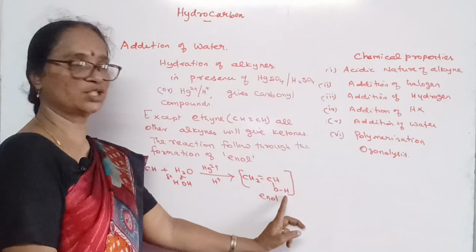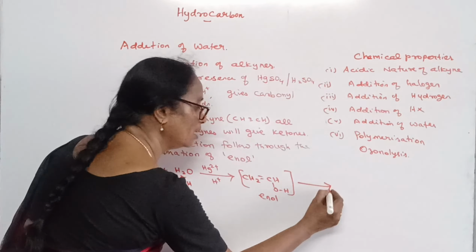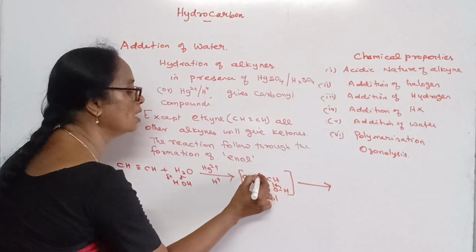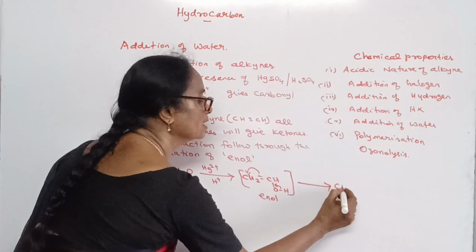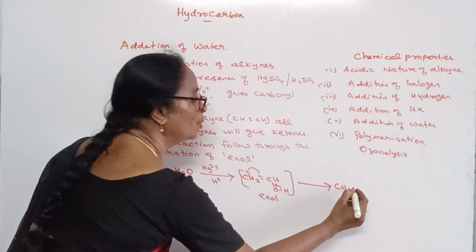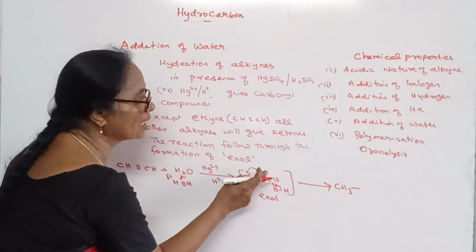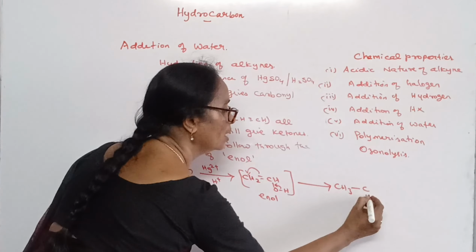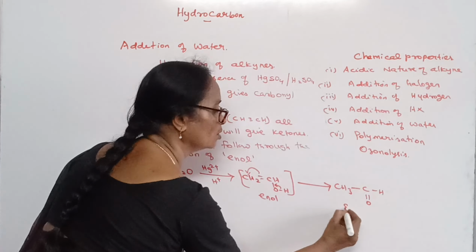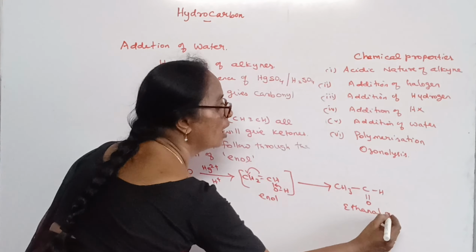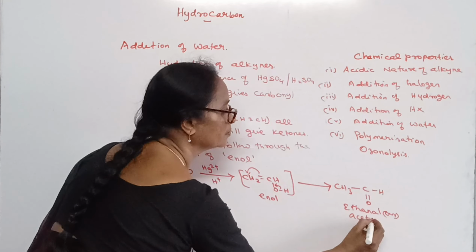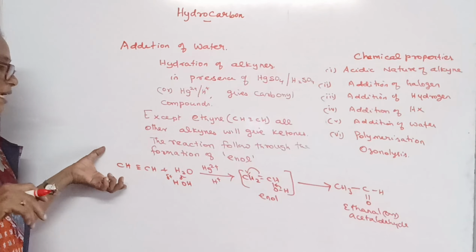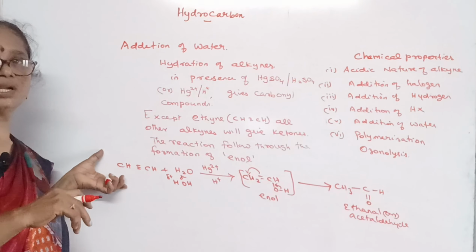This enol undergoes a proton shift that moves towards the CH2 group, which makes CH3; the double bond becomes a single bond, but the carbon-oxygen gets a double bond due to the shift of the proton. So we have CH3 CH double bond O. So this is ethanal, or acetaldehyde. This is a symmetric alkyne, so we didn't follow the Markovnikov rule.